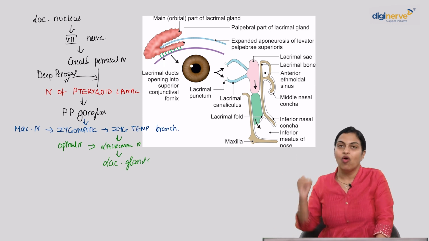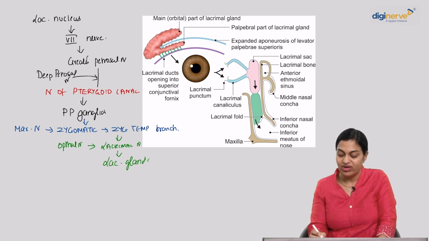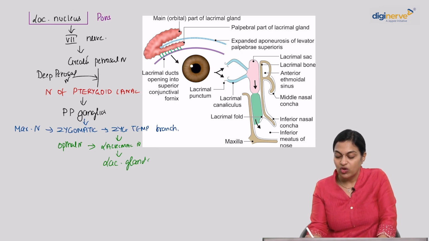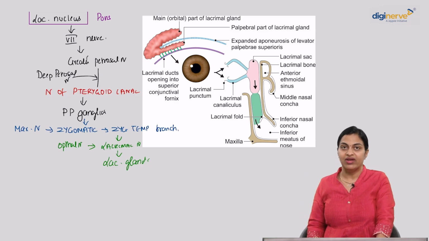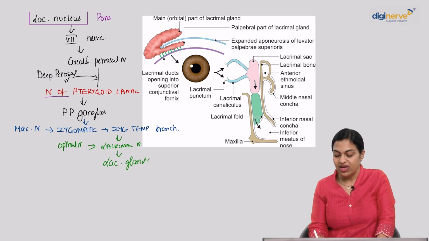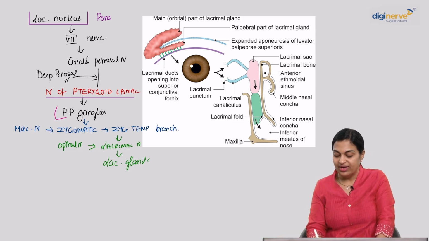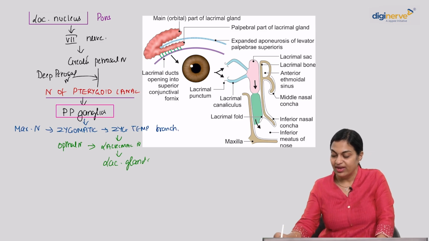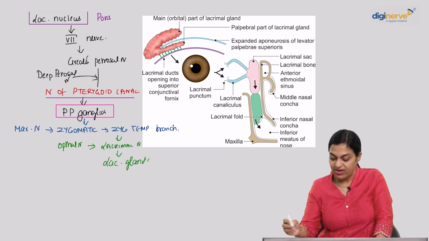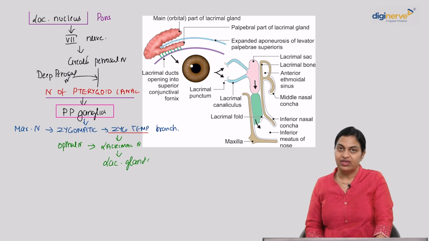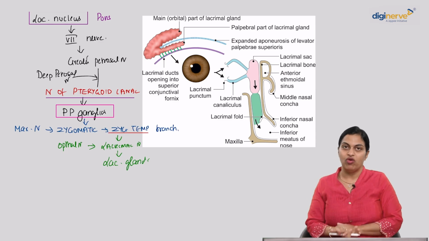So every component in this pathway is important, including the nucleus. Where is it situated? In the pons, close to the superior salivatory nucleus. The preganglionic fiber is nerve of pterygoid canal. The ganglia is the pterygopalatine ganglia. The postganglionic parasympathetic fiber is zygomaticotemporal nerve. Everything is important, right?